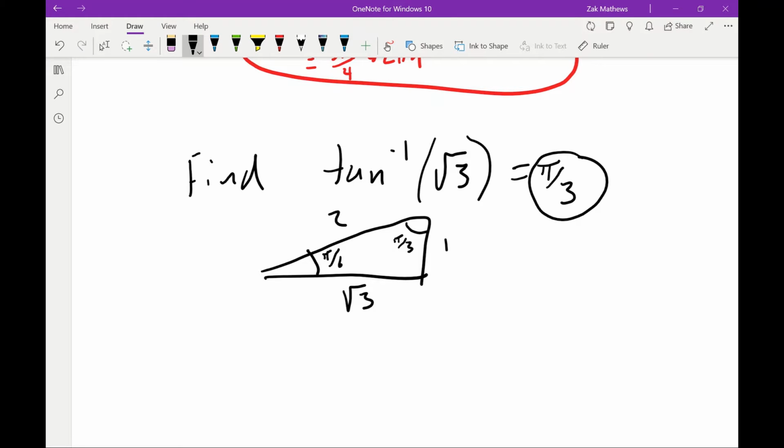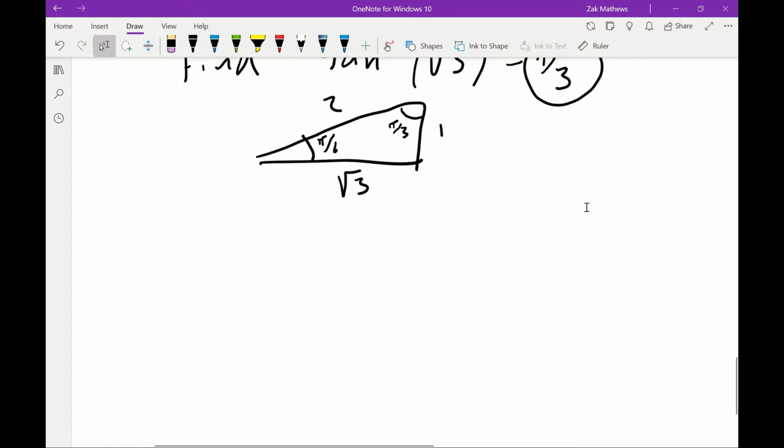It's not like I had before where it's pi over 3 or any coterminal angle or the angle that's in the third quadrant. No, inverse tangent is just the one single answer.